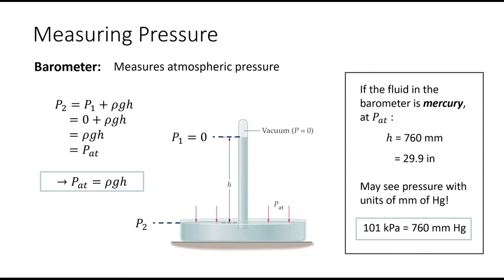So this is why you might actually see pressure measured in terms of millimeters of mercury, and atmospheric pressure in terms of millimeters of mercury is 760. This is an alternative measurement of pressure. 101 kilopascals is equal to 760 millimeters of mercury.